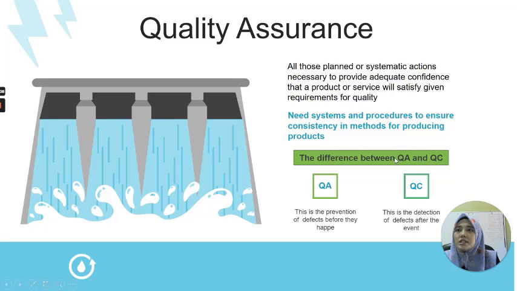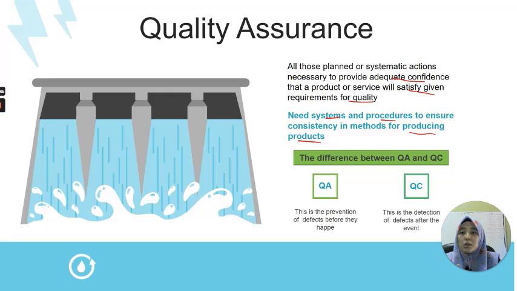So what is a quality assurance? All those planned or systematic action needs to provide adequate confidence that a product or service will satisfy given requirement for quality. Okay, it needs a system and procedures to ensure consistency in methods for producing product. So quality assurance ni adalah macam satu plan or systematic action lah yang disusun supaya memastikan kualiti sesuatu produk itu. Assurance, macam ensure that the quality of the product is being met lah.